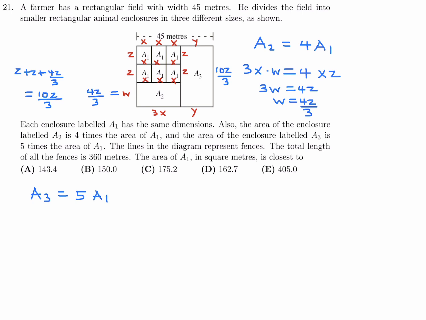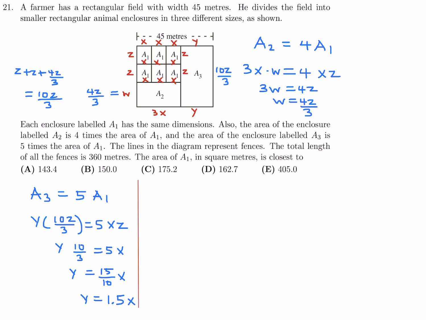Okay? Well, what is A3? In terms of our dimensions, it would be y times 10z over 3. And 5A1, well, that's just xz as before. Okay, let's see how far we can go. The z's cancel from both sides, so we're just left with y times 10 over 3 is equal to 5x. And then y, therefore, would be 15 over 10x. And therefore, y will be 1.5x, like that. All right, so that's a pretty good start. Now, where do we go from here?